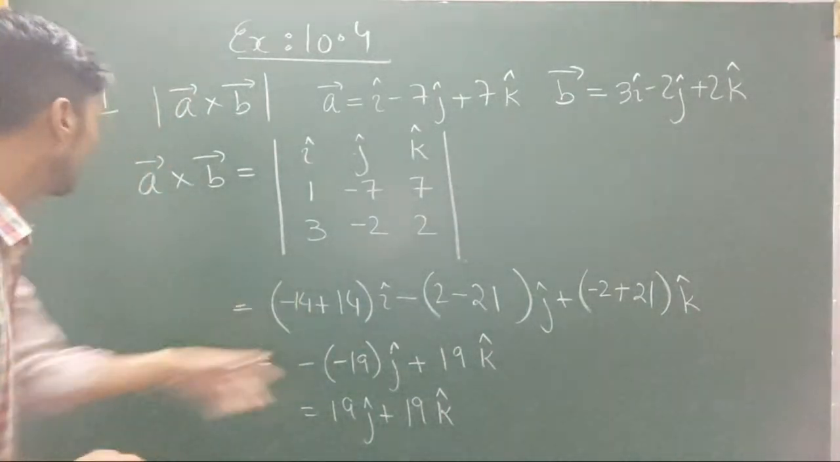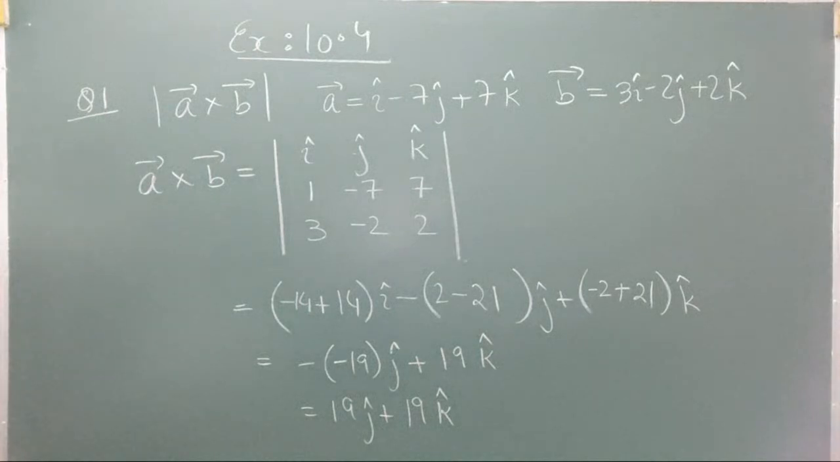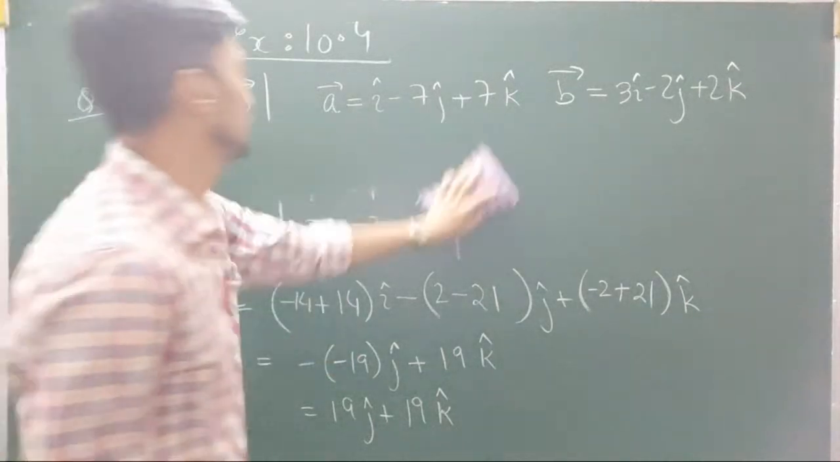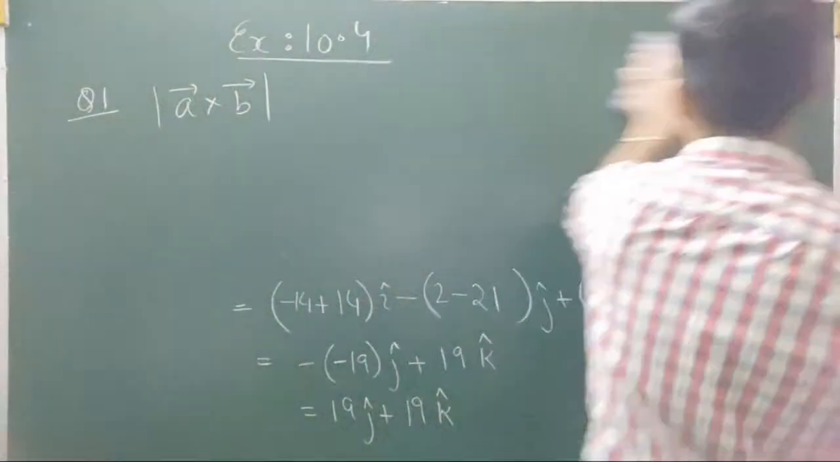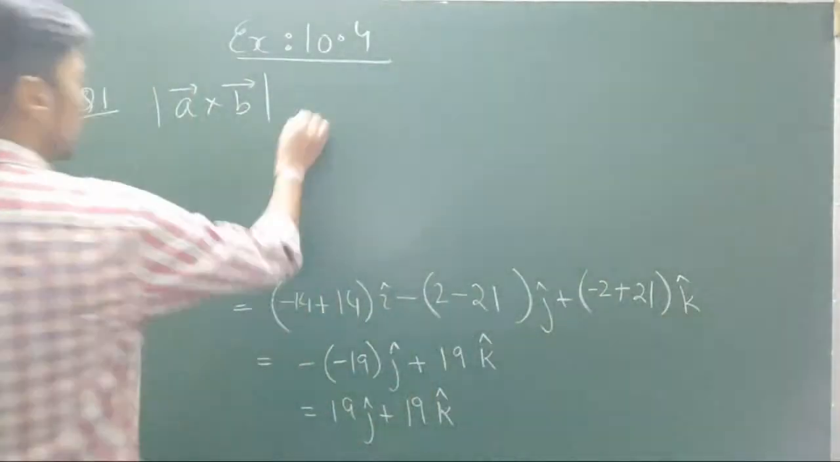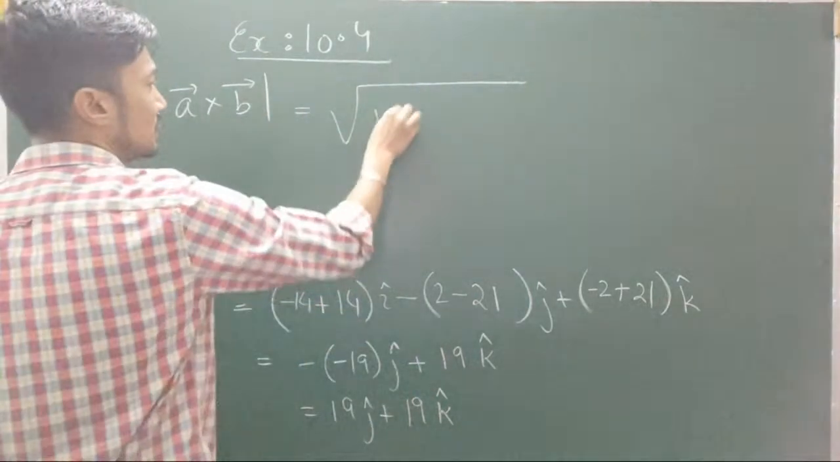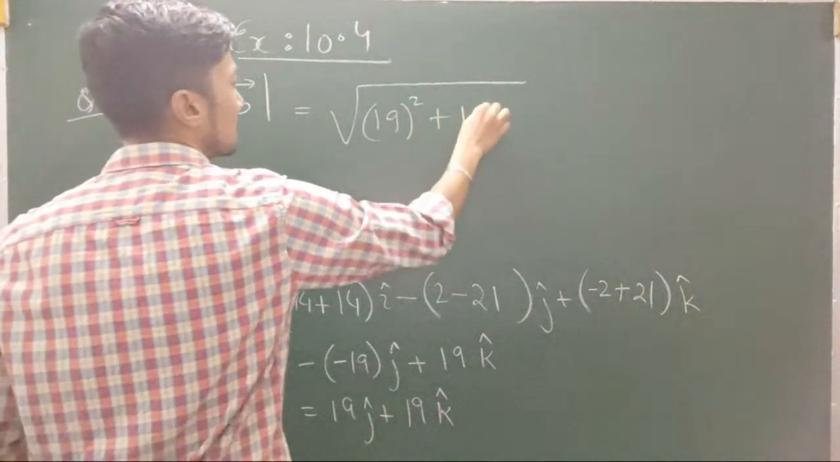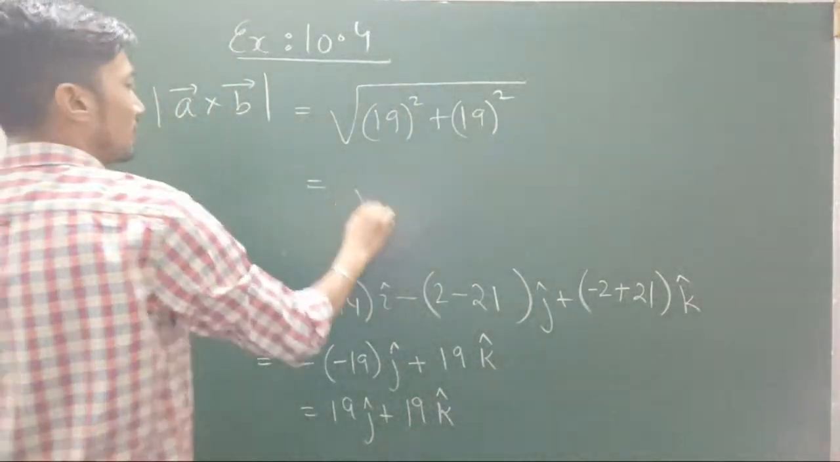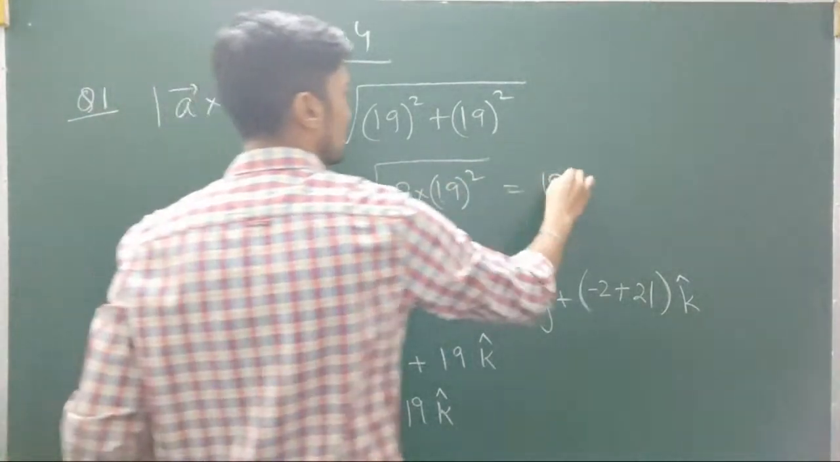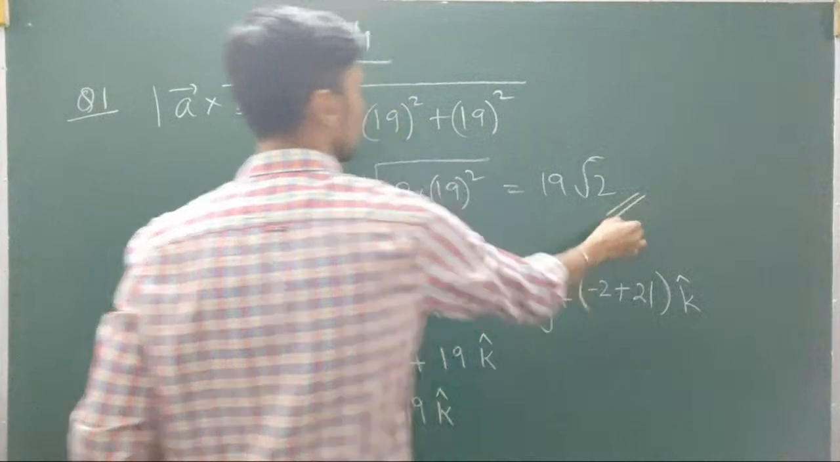Okay. All right. So the cross product of A cross B is already calculated. Now let's go for its magnitude. Magnitude will be the same, just like for the dot product that we calculated yesterday. When you go for the magnitude, it's simply the square root of the sum of the squares of the coefficients. So that's 19 squared plus 19 squared, which is 2 into 19 squared. So that's going to be 19 root 2.